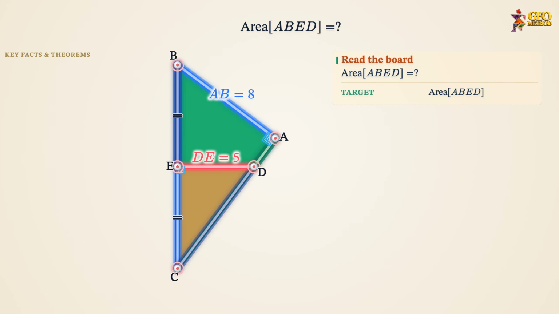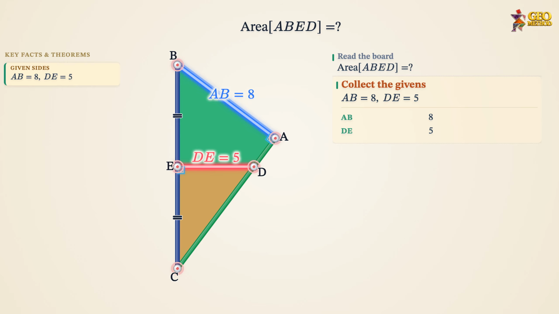Here is right triangle ABC with its right angle at A. The green four-sided region ABED sits inside it, with D on the leg segment AC and E on the base segment BC. Our whole job is to find the area of that green quadrilateral ABED.